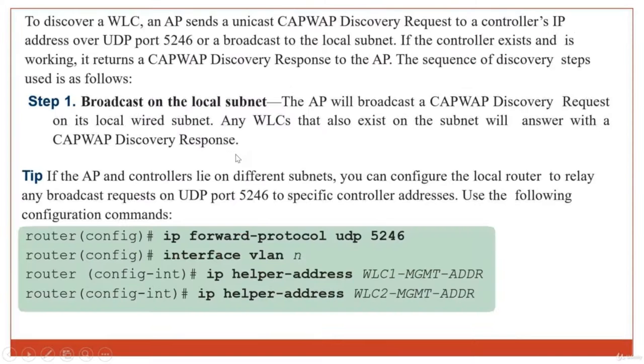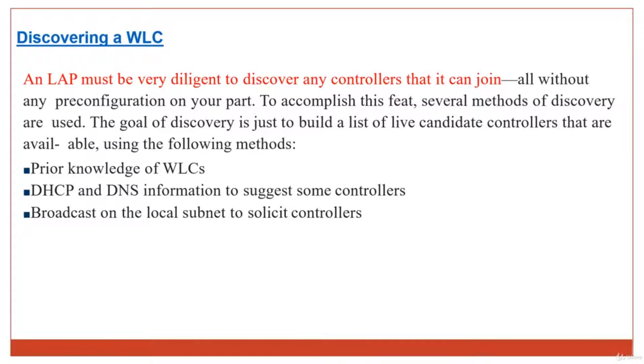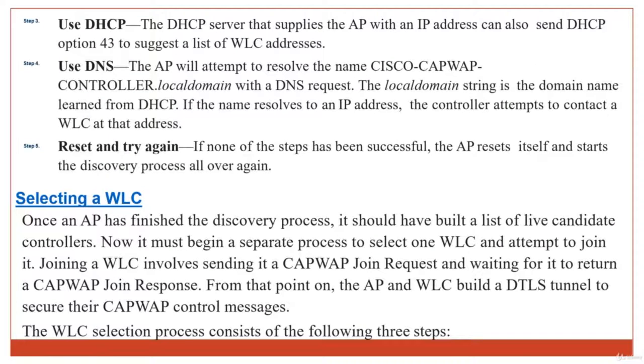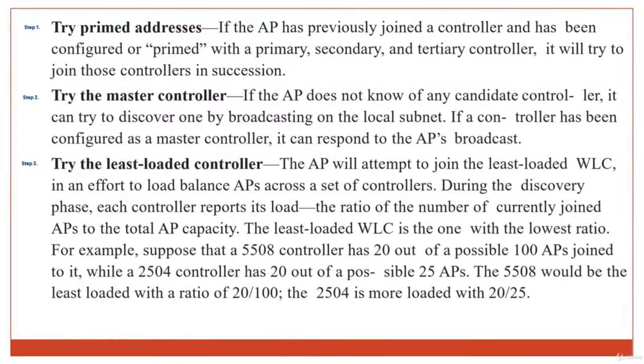At this point, when we have the discovery of a WLC that is working well, we have the selecting-a-WLC option also. What does it mean? It means the AP will try for primary, secondary, tertiary, as per the priority of the WLC, and join. The second thing is that if they are not able to discover any primary, secondary, or tertiary, then they will check in the local subnet: who is the master controller?